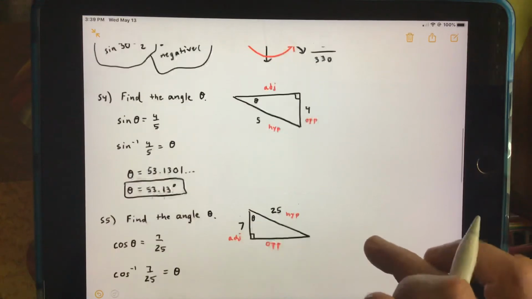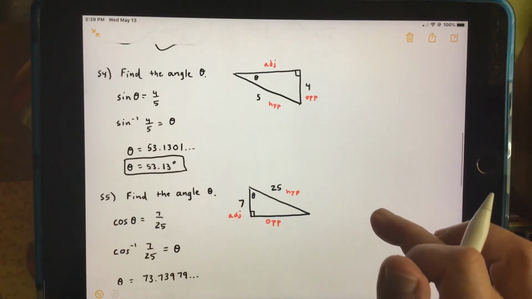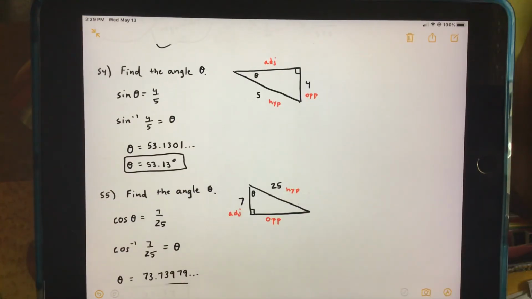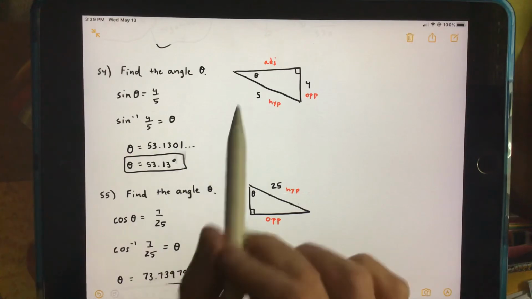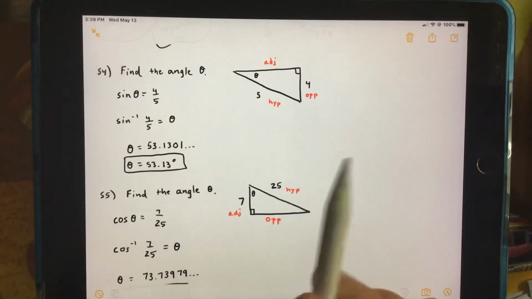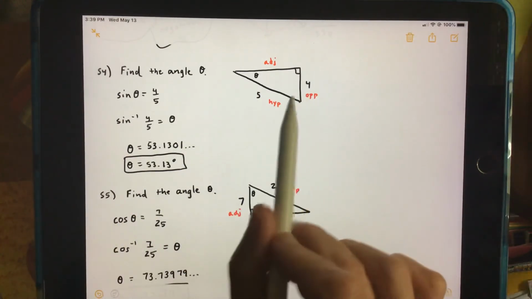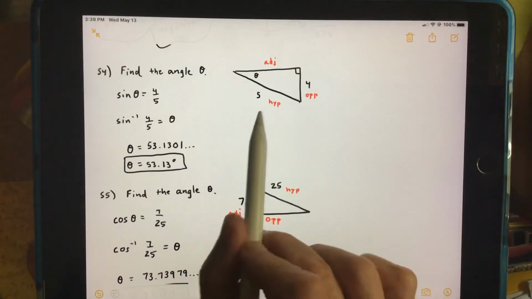All right, sample 4 asks us a little bit different question and asks us to find the angle in the triangle here. First thing I'm going to do is label up my triangle with adjacent, opposite, and hypotenuse. I'm showing that in red because I've added that after the fact. And then I'm going to say, well, which trig function should I use to find this angle? And I notice that I have been given the opposite and the hypotenuse lengths.